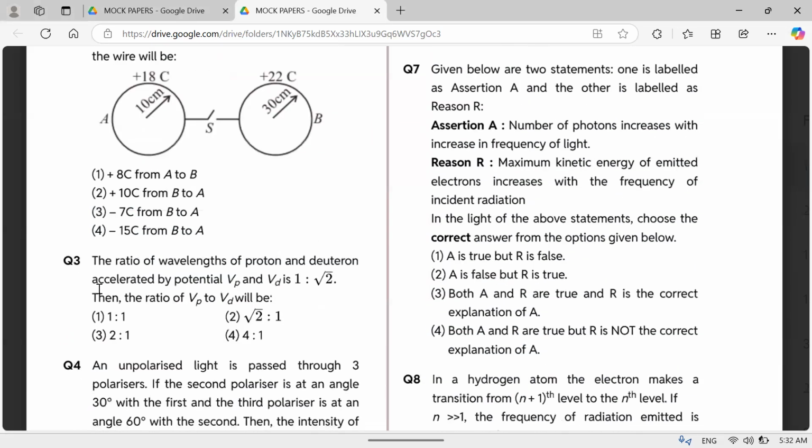Question number 7. Given below are two statements. One is labeled as assertion, another is labeled as reason. Assertion: number of photons increases with increase in the frequency of light. Reason: maximum kinetic energy of the emitted electrons increases with the frequency of the incident radiation. In the light of above statements, choose the correct answer from the options given. So tell me, first read the assertion. Number of photons increases with increase in frequency of light. Is it true?